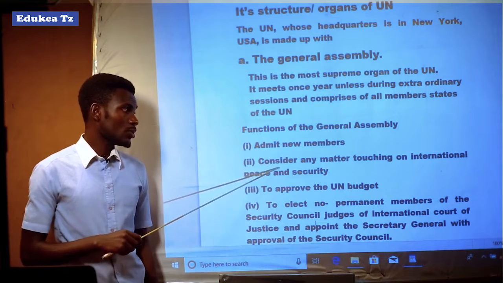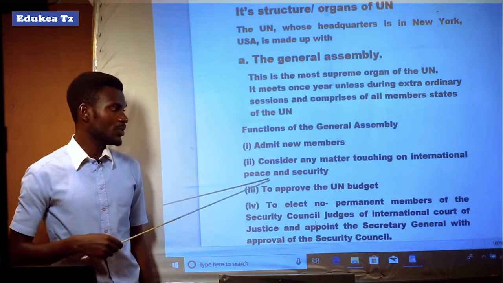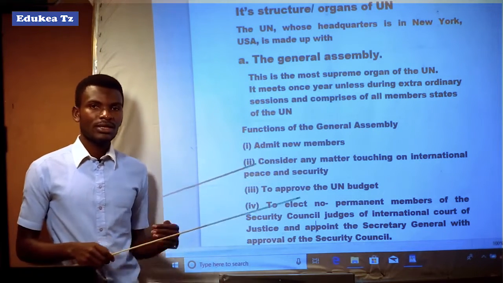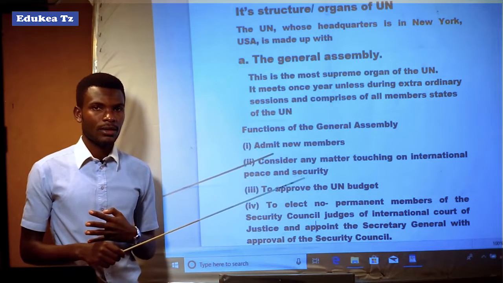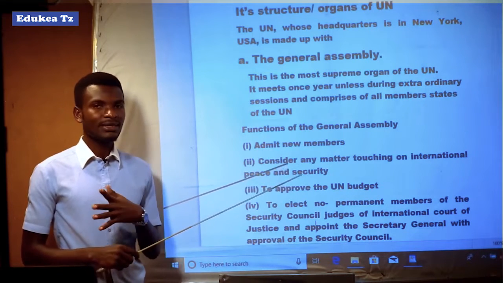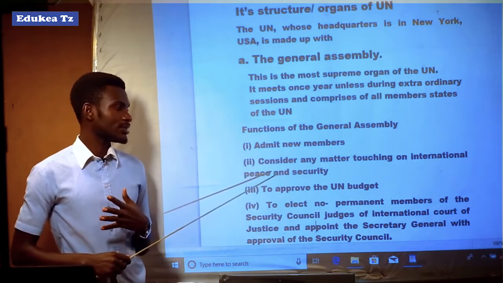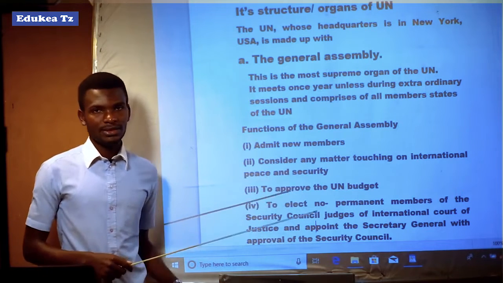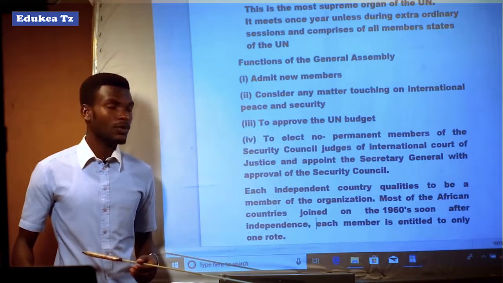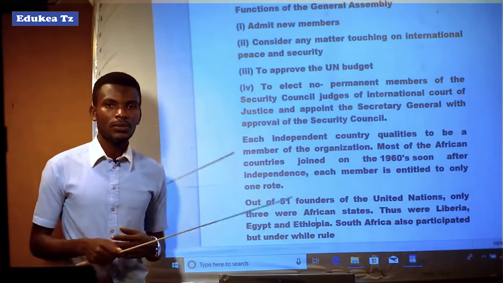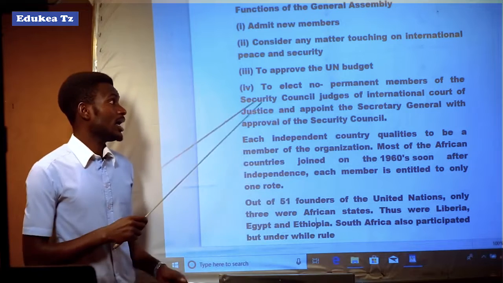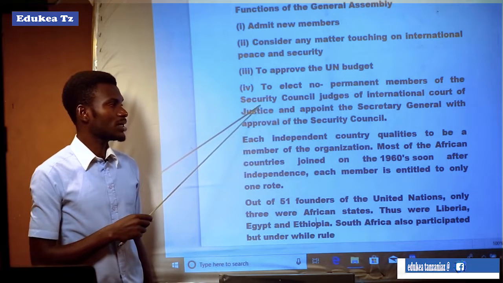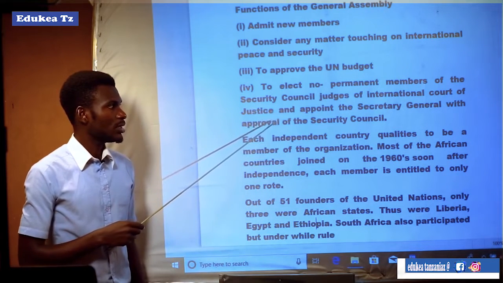The second one is to consider any matter touching on international peace and security. They are negotiators or mediators of matters that touch directly on the peace and security of the world. Another, to approve the UN budget. It means the General Assembly of the UN is there to approve the UN budget. Another is to elect non-permanent members of the Security Council, judges of international courts.